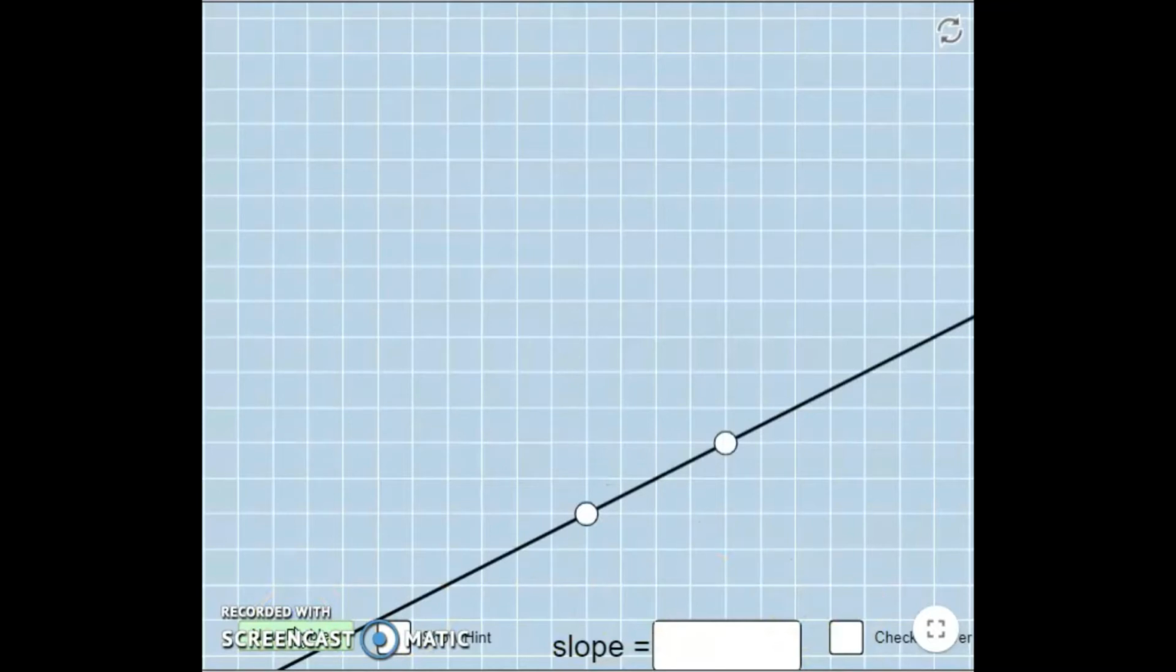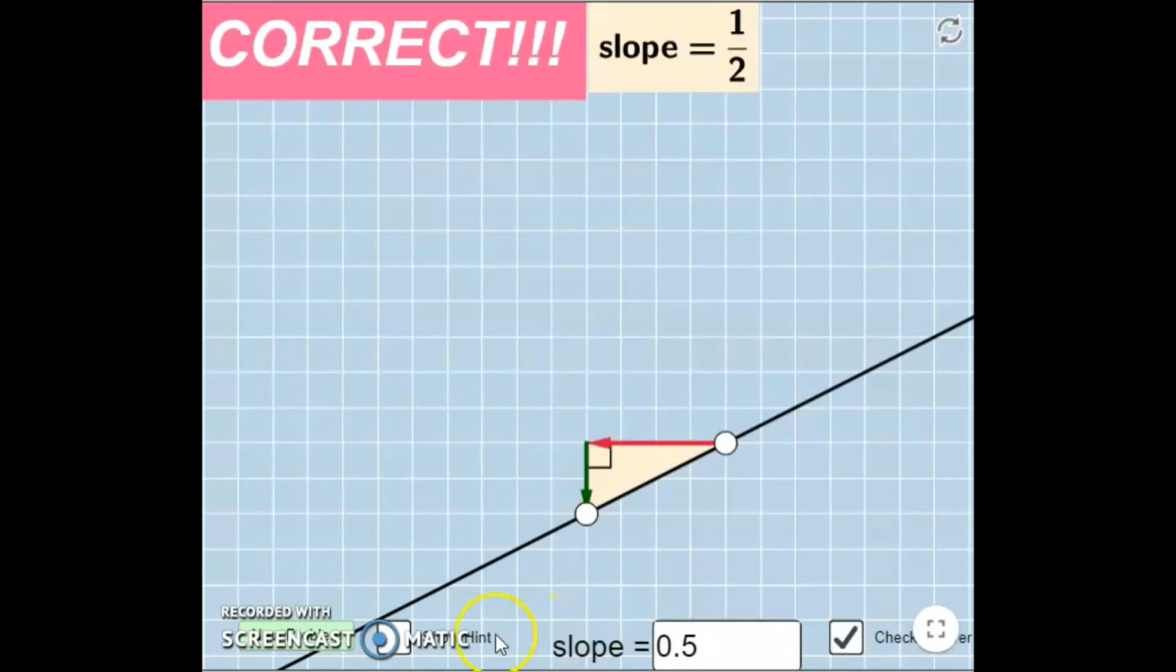Let's try another one, and here we have a positive rise of 2 and a run of 1, 2, 3, 4. So 2 over 4, I reckon, is the same as 1 over 2. So I'm going to go for that. We can check that there. And that gives me a slope of 1/2.